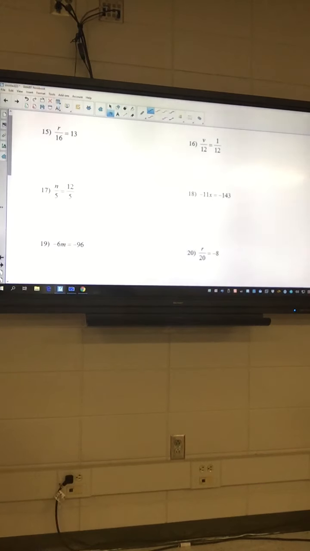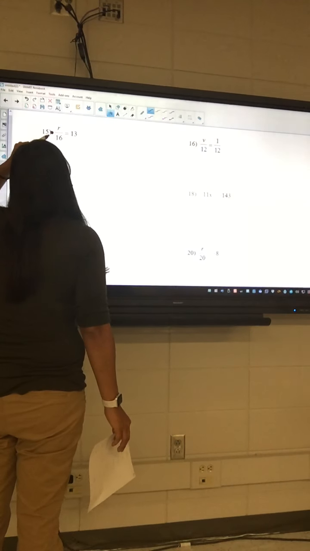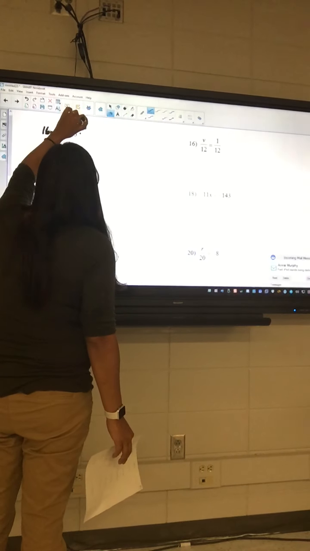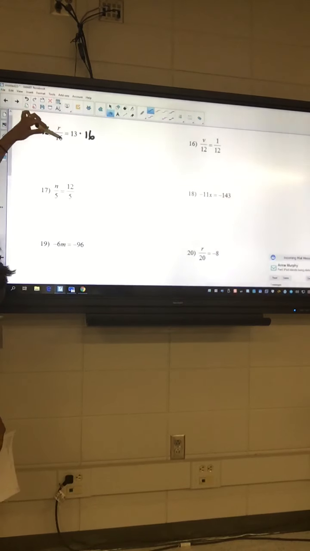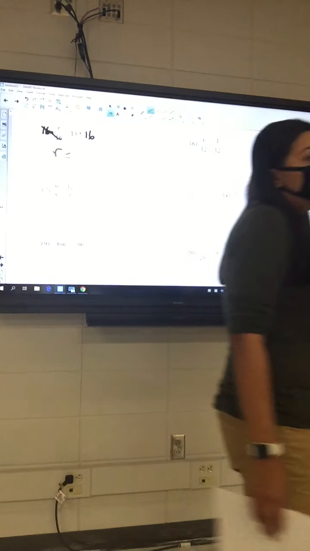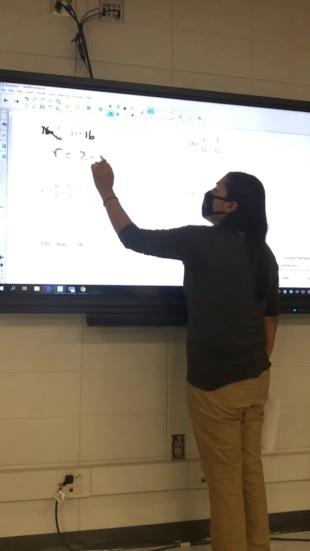Okay, look at 15. It says r over 16 equals 13. So what does it mean over? Divide. Okay, so what do we need to do? What's its buddy? Multiply by what? 16. If I do it to one side, you have to do it to the other. Okay, what happens to these ones? They cancel. And then what is 13 times 16? A big number. 208. Somebody agree? 208.